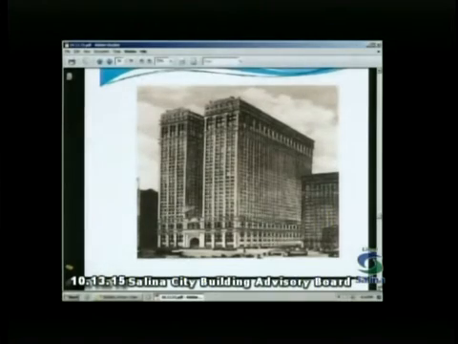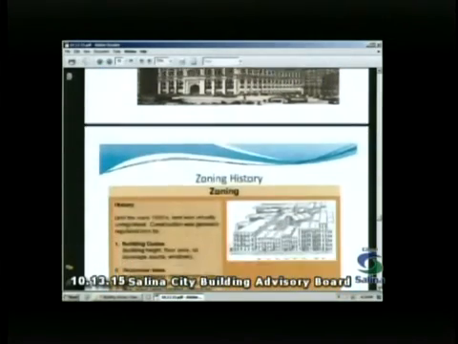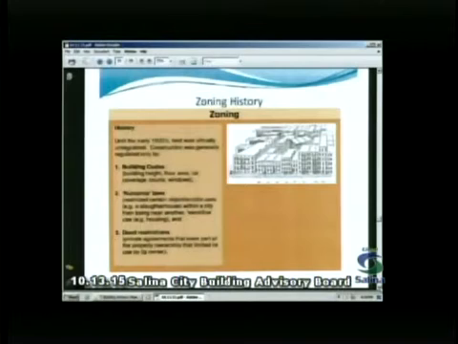And this is a picture of the Equitable Building. And again, the sidewalk is a setback. What did we do before? Well, it was virtually unregulated.